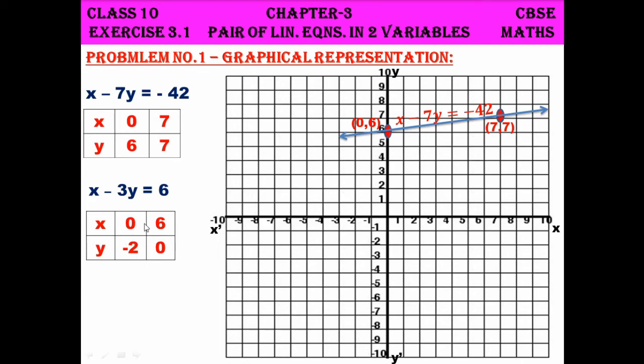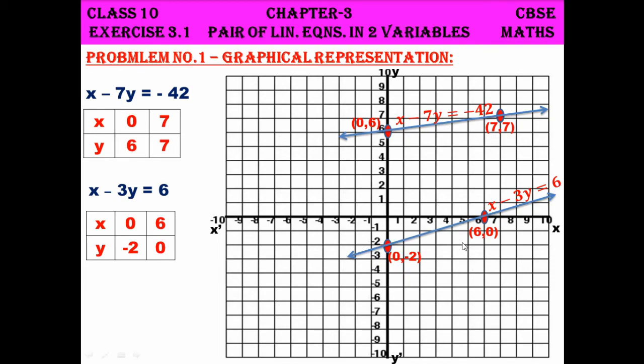Now similarly, let me draw the second equation. For the second equation, the first point is (0, minus 2), so it's here. And the next point is (6, 0), which is going to be here. Now let me connect these two points. Then I get a straight line which represents x minus 3y equals 6. So that's all. This is the graphical representation.